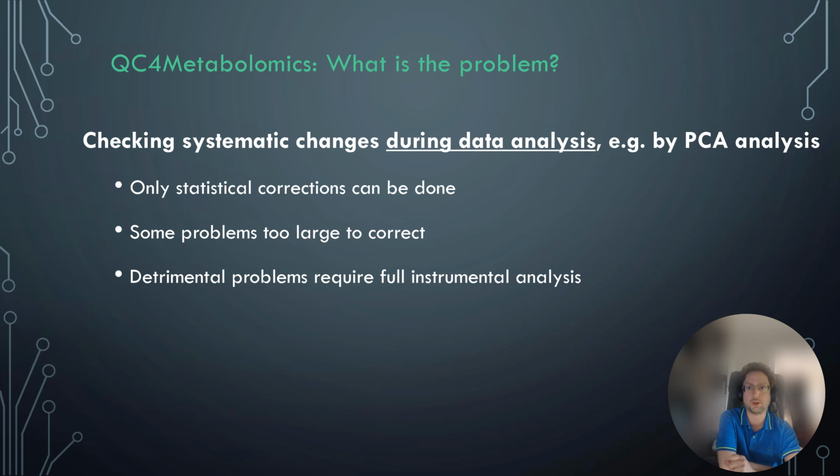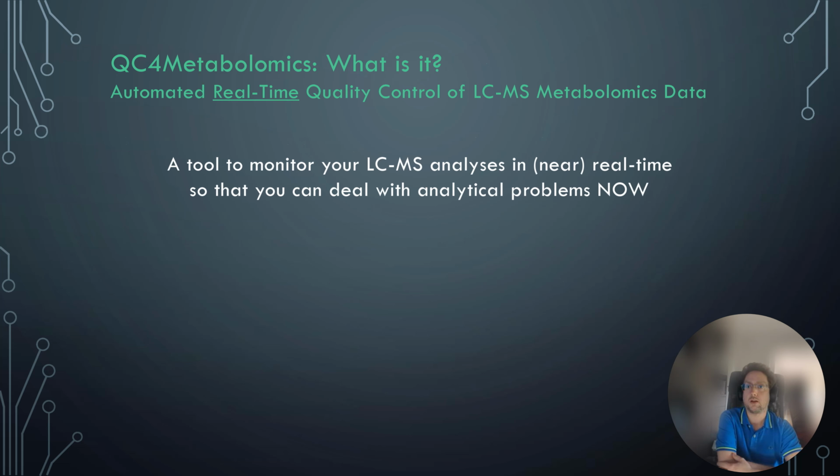So what does it do? The key idea is to take a selection of compounds and monitor them automatically as soon as the instrument is done acquiring a file. We can then plot statistics that show if the instrument is stable. So that is what QC4Metabolomics does. It monitors your LC-MS in real time as the analysis is happening, so that you can deal with the problem right now before it's too late.